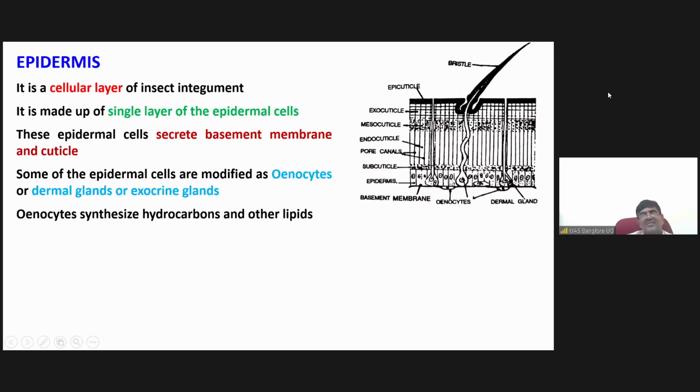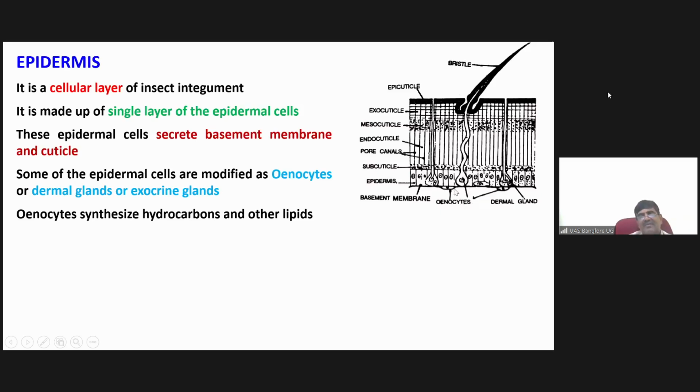So what is the function of these epidermal cells? These epidermal cells secrete basement membrane and the cuticle. That is, they secrete basement membrane below, and above they secrete the cuticle. And here, as you see in the diagram, some of the cells may get modified into different types of cells. Some of the epidermal cells may be modified into oenocytes.